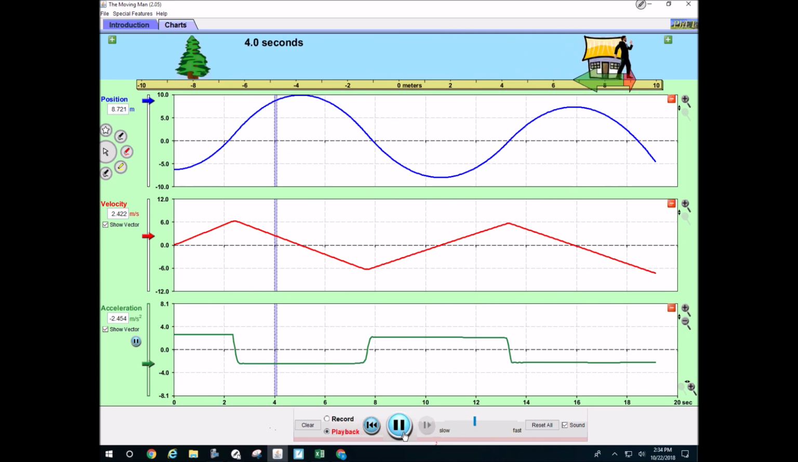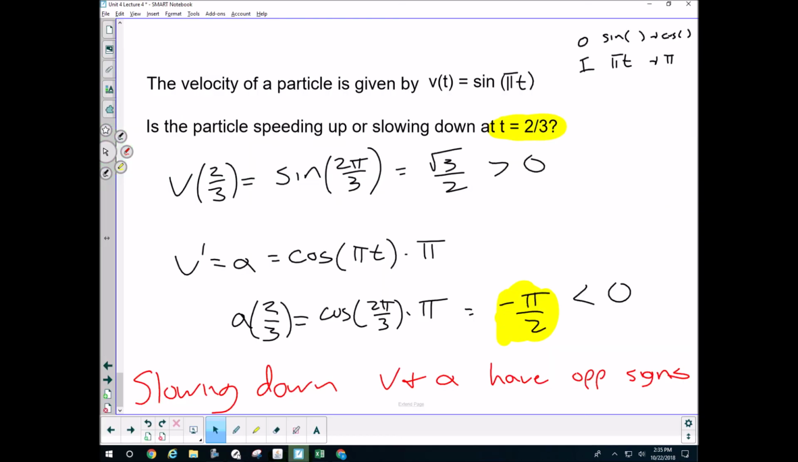Negative acceleration could be speeding up. Negative acceleration could be slowing down. All about the signs of both. Okay? Beautiful creation of the relationship between position, velocity, and acceleration, looking at slopes. All right? All right.